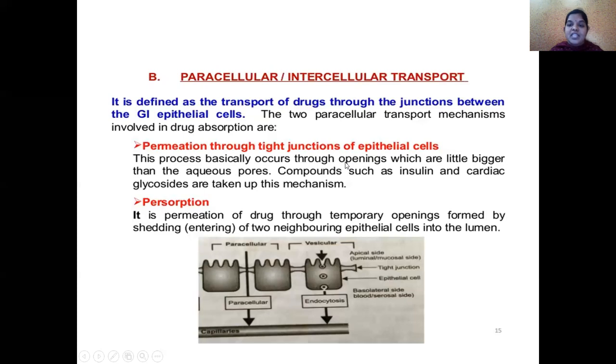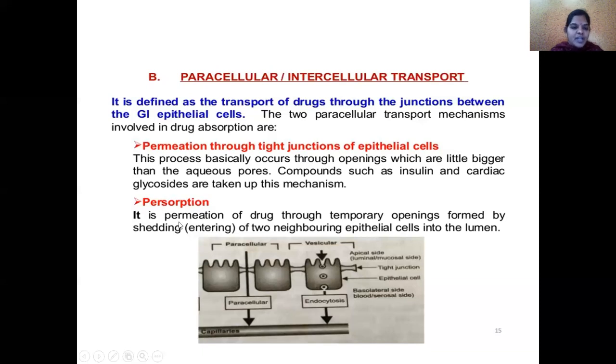Compounds such as insulin and cardiac glycosides, which are used for treating CHF, are taken up by this mechanism. CHF means congestive heart failure. The permeation of drugs through tight junctions of epithelial cells is used by compounds like insulin and cardiac glycosides for effective drug absorption through the GIT.